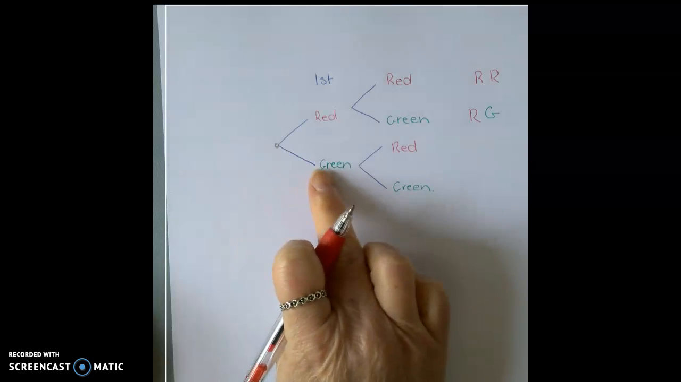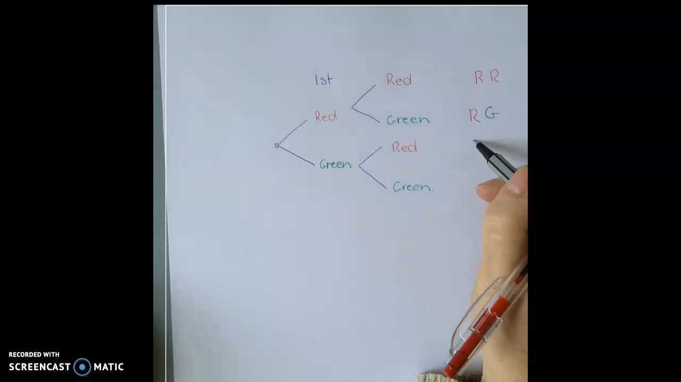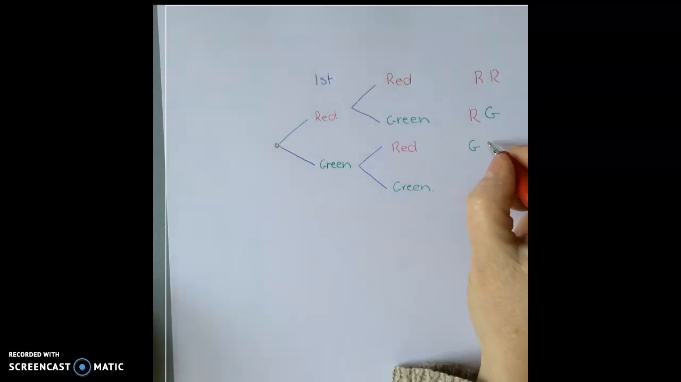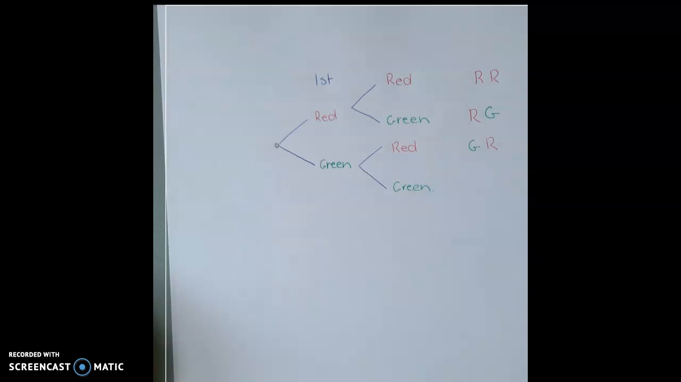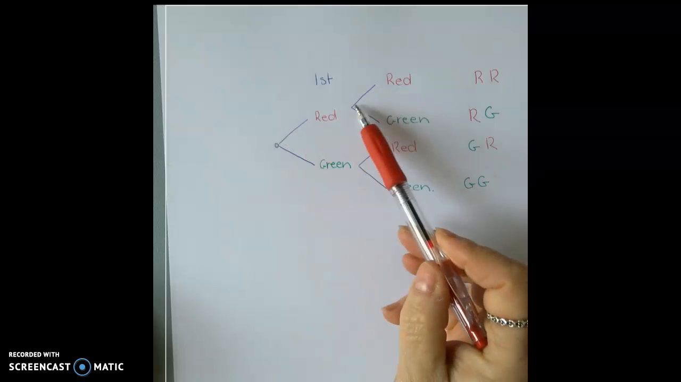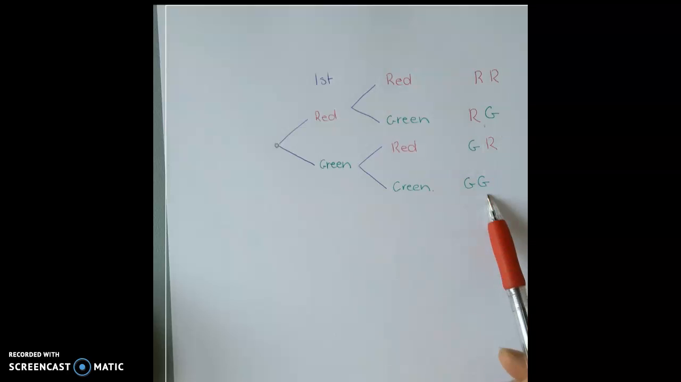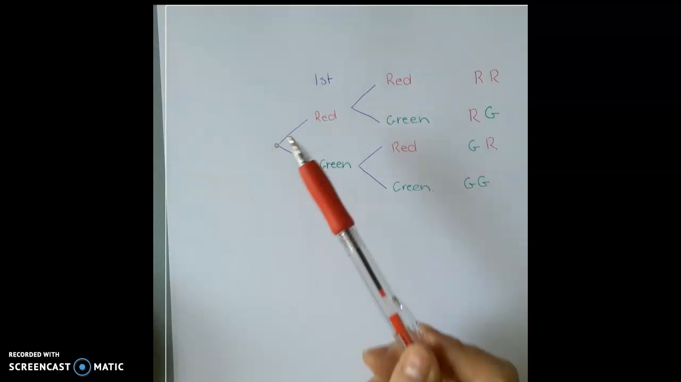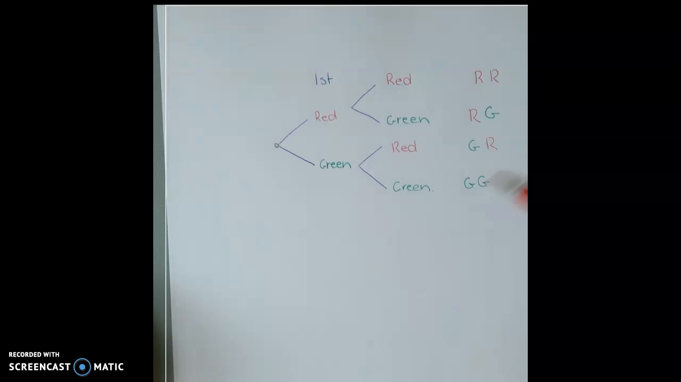And then my third option is picking out a green counter first and then picking out a red counter. And then my final option is picking out a green counter first and then a green counter second. So you can see really clearly by following the branches what my outcomes would be. So by picking out two counters from a bag, I have 4 different possible outcomes, and that will help later when I'm calculating the probabilities.